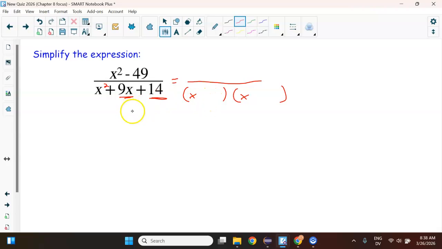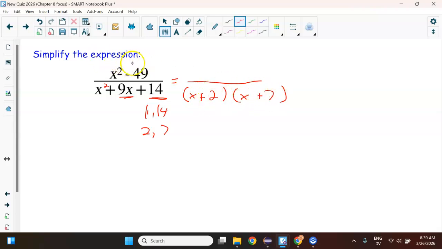All right, and then the other two numbers have to multiply to 14 but add to 9. So the things that multiply to 14 are 1 times 14, and then 2 times 7. So we're going to use 2 and 7.